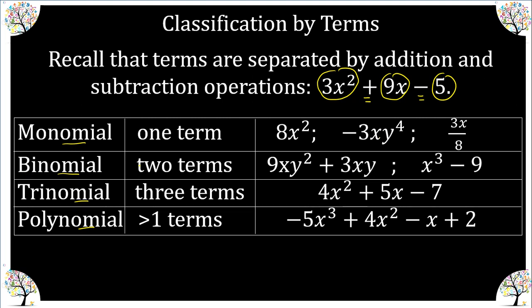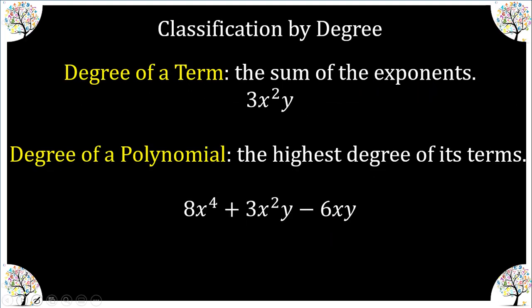Then we have binomial, meaning two terms. This first example, we have 2 terms separated by addition. Our second example, the 2 terms are separated by subtraction. Then we have a trinomial, meaning 3 terms. We have 3 terms separated with an addition and a subtraction. 3 terms, 1, 2, 3. Now, when you have more than 3 terms, such as our last example, we have 1, 2, 3, 4 terms, we simply call this a polynomial. You really could call all of these polynomials, but we do have specific names for a 1-term, 2-term, and 3-term. But when you get more than 3 terms, you really just say this is a polynomial.